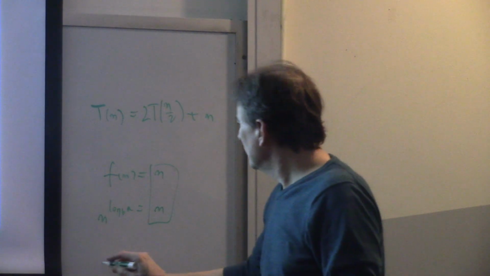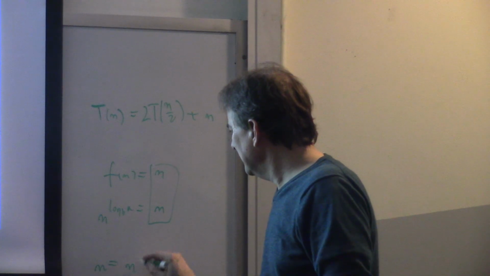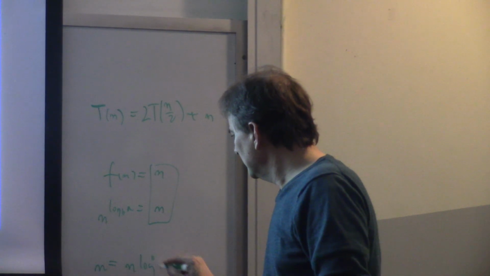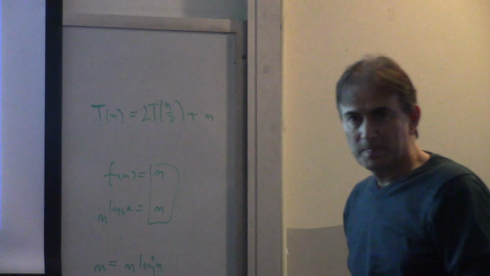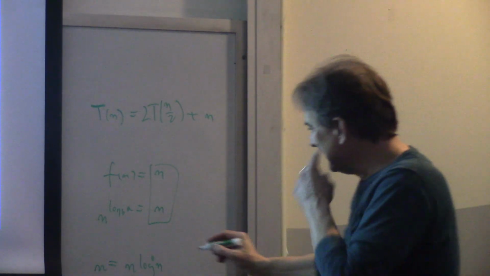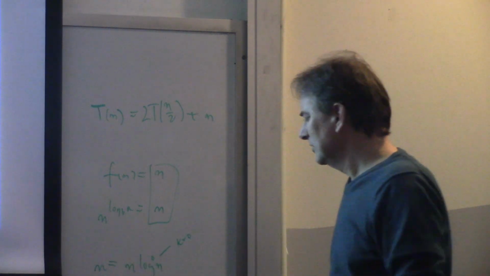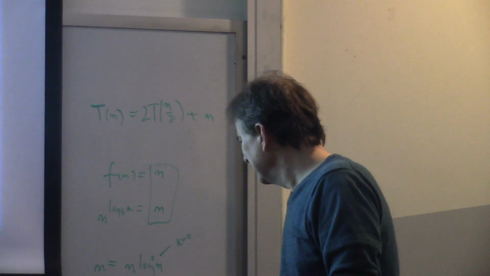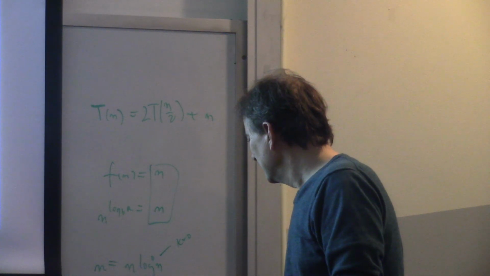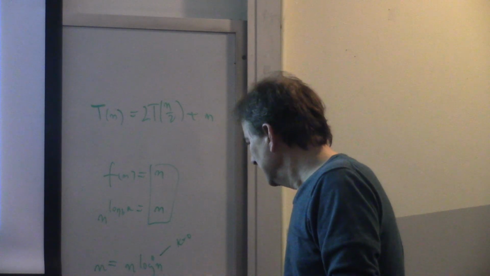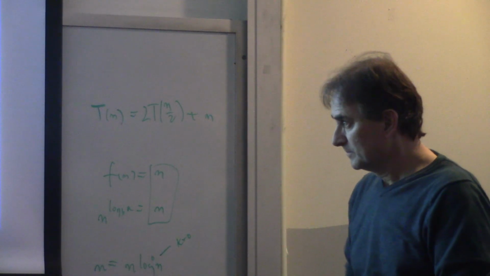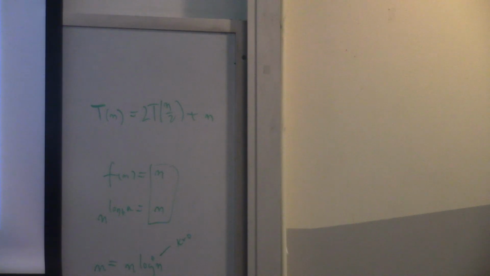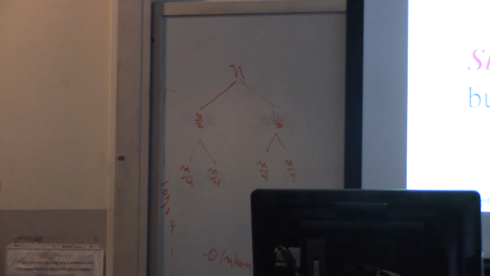So we have the case where n is equal to n log to the 0 power of n, with k equal to 0. So therefore our algorithm will be theta n log n. And you can see here that the work is the same everywhere, and the number of levels is log n, and that's where we're going to come up with that result for this one.